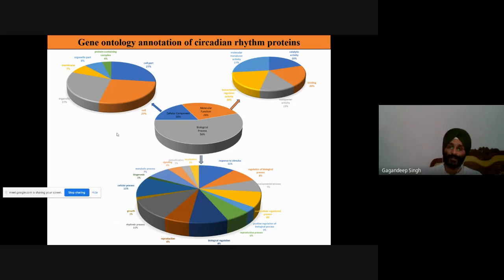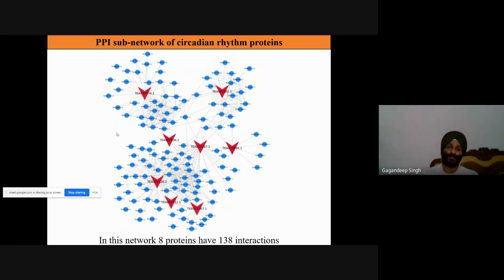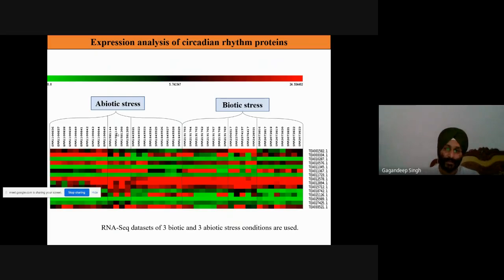This is related to circadian rhythm. We can easily select and target the particular gene for the next process. And here in the circadian rhythm, we have found 8 proteins with 138 interactions, meaning these are the key proteins which are controlling 138 other proteins. So we have targeted these 8 proteins for further dissection. And this is the overall expression analysis of circadian proteins. We have found some proteins which are particularly related to circadian rhythm, and we have reported these genes.